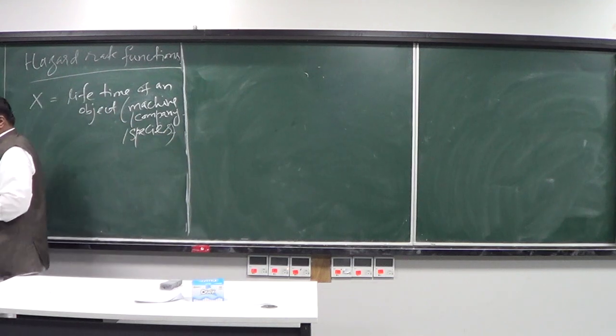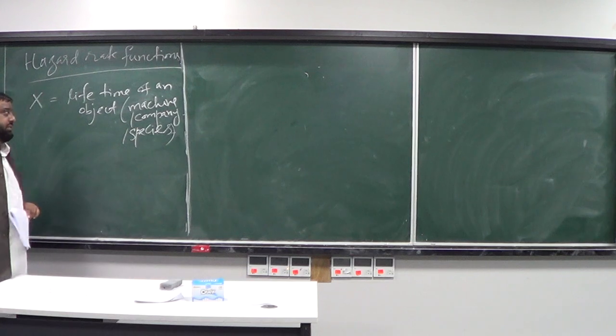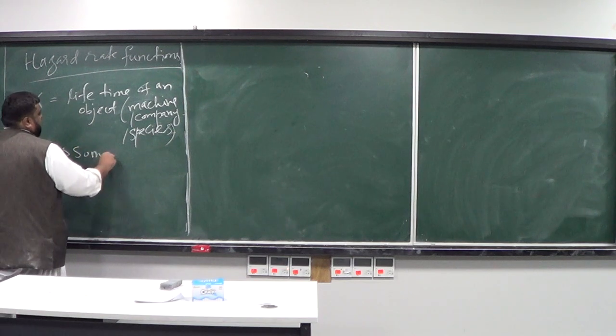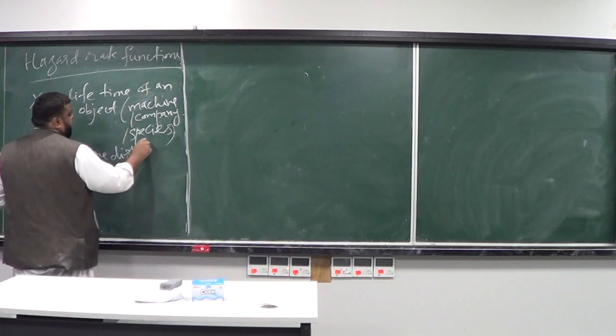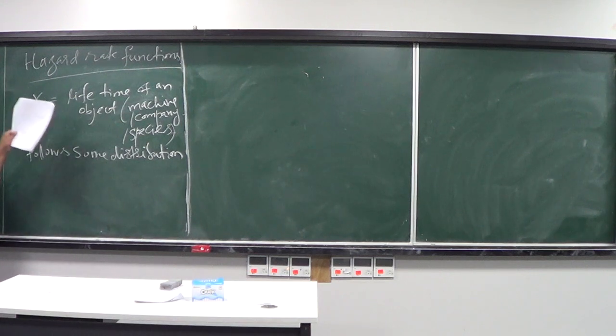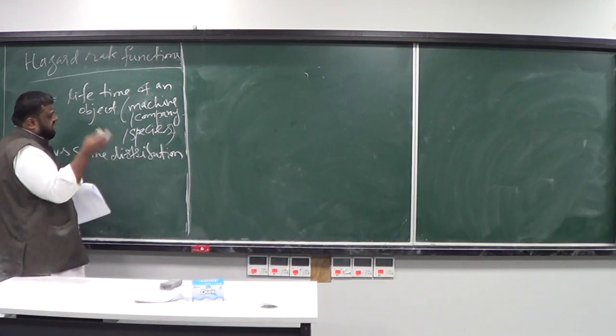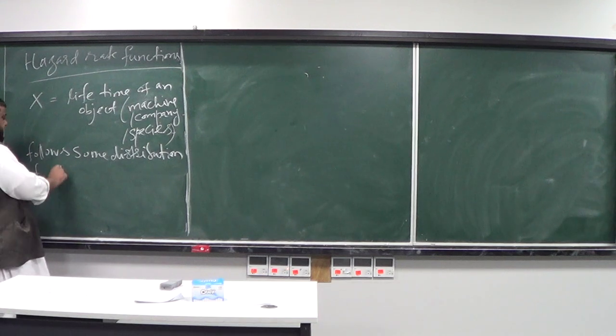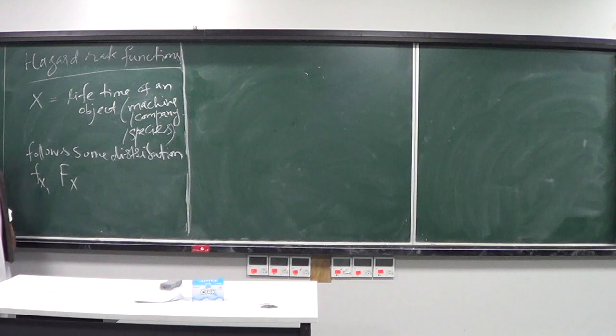Imagine X is the lifetime of some object, and X follows some distribution. Not necessarily any particular distribution that we have discussed so far, I'm not associating any particular distribution with it. f_X is the PDF of the random variable X, and F_X is the CDF of the random variable X.